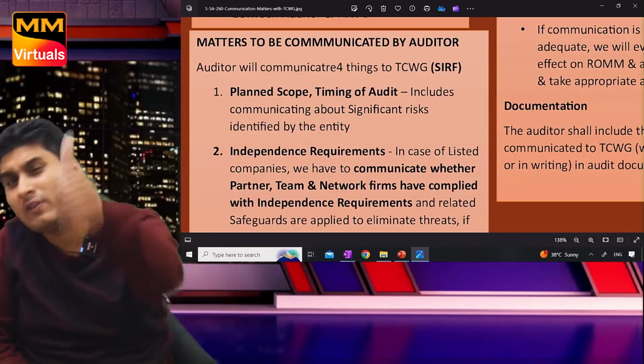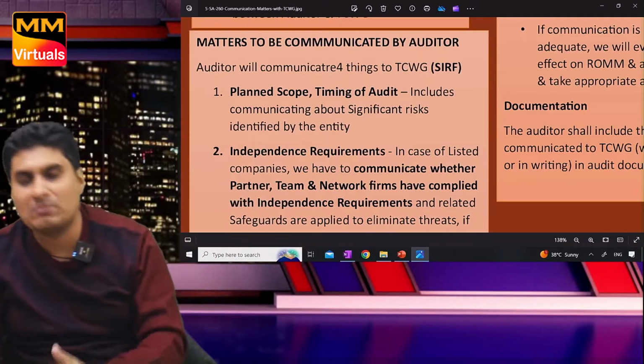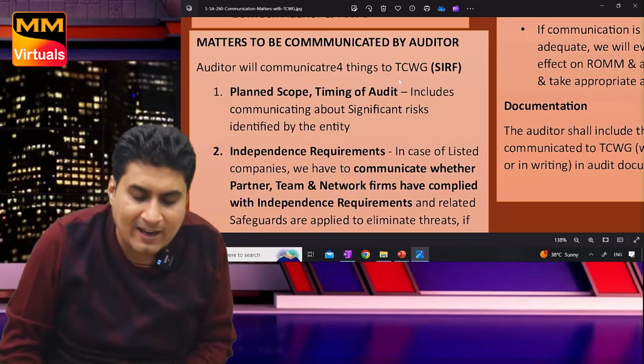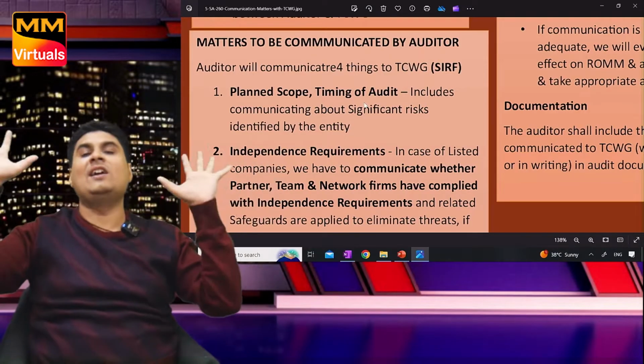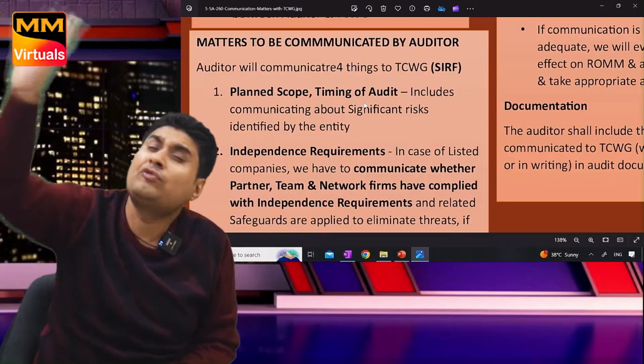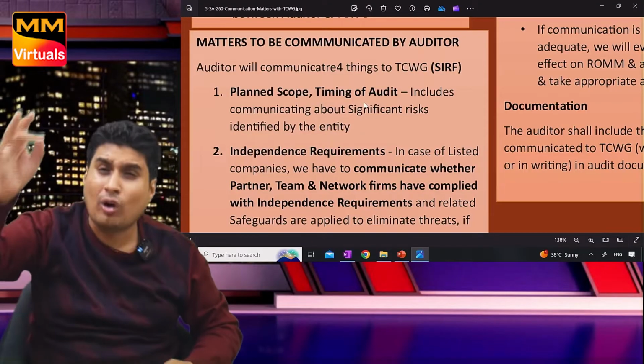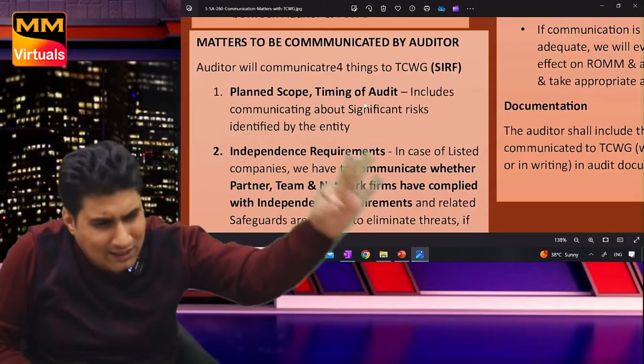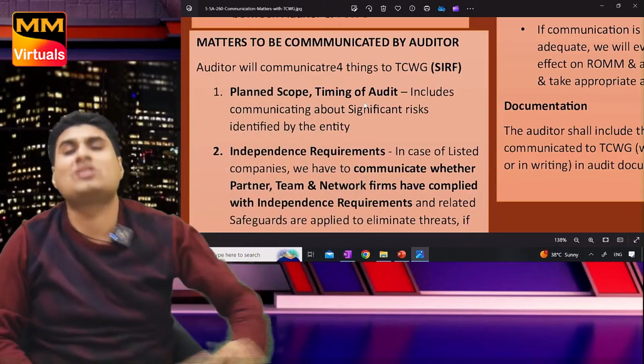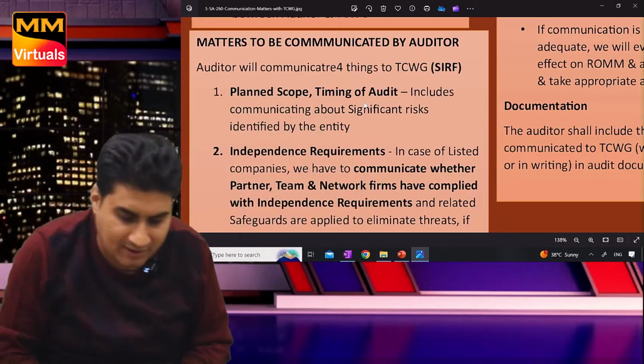So number one, what will you tell them? Plan, scope, and timing of audit, including communicating significant risk in the entity. You remember, there are always 4 significant risks we have learned. Related party, fraud, non-routine, judgmental. If you remember, judgmental matters.